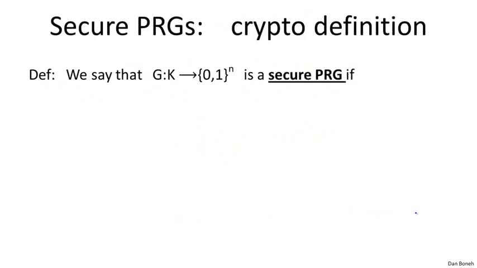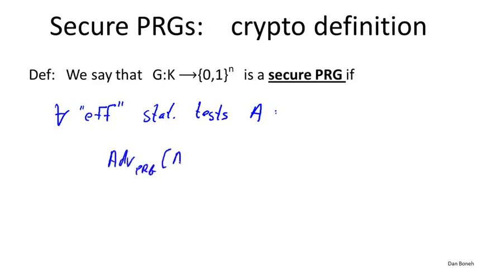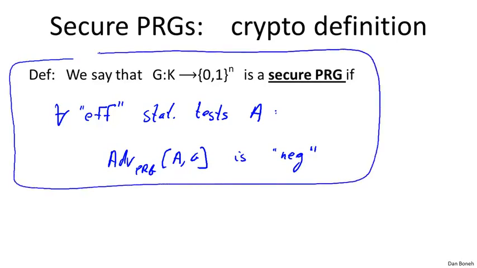Now that we understand what statistical tests are, we can go ahead and define what a secure pseudo-random generator is. We say that a generator G is secure if essentially no efficient statistical test can distinguish its output from random. More precisely, for all efficient statistical tests A, the advantage of the statistical test A relative to G is negligible. In other words, it's very close to 0, and as a result, this statistical test was not able to distinguish the output from random, and that has to be true for all statistical tests. This is a very pretty and elegant definition that says that a generator is secure not only if a particular battery of statistical tests says that the output looks random, but in fact all efficient statistical tests will say the output looks random.